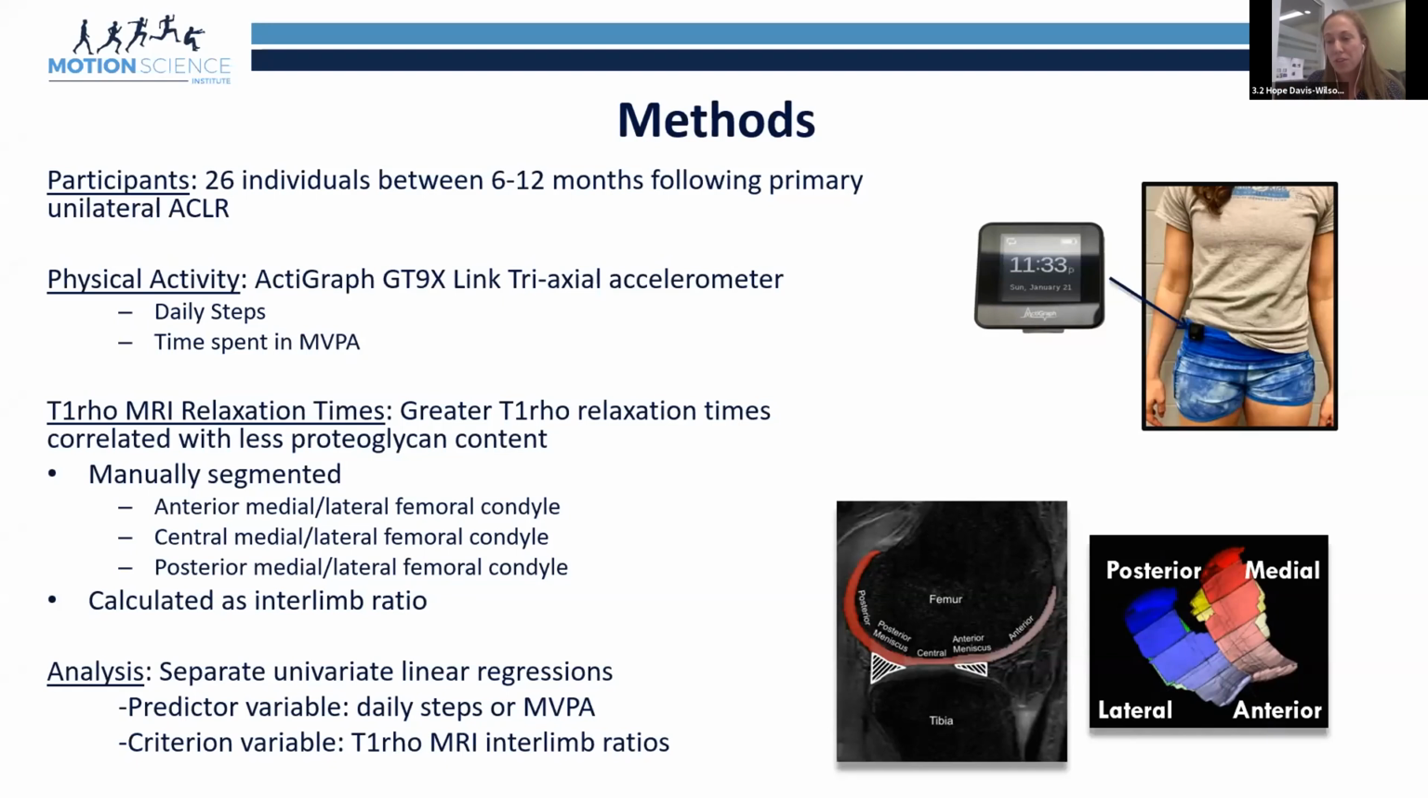And we conducted separate univariate linear regressions with either daily steps or time in moderate to vigorous physical activity as the predictor variable and T1ρ MRI interlimb ratio as the criterion variable.